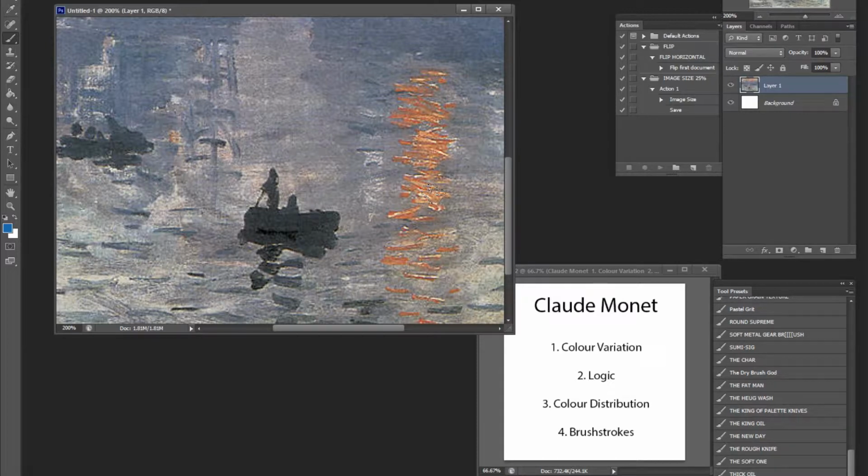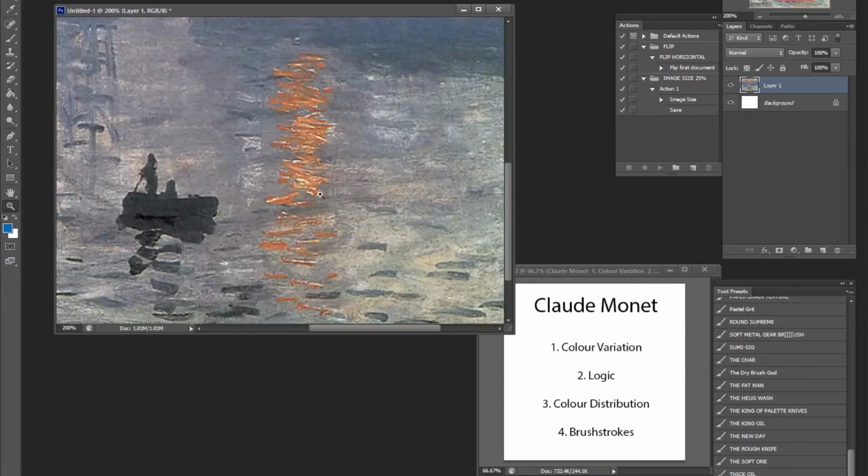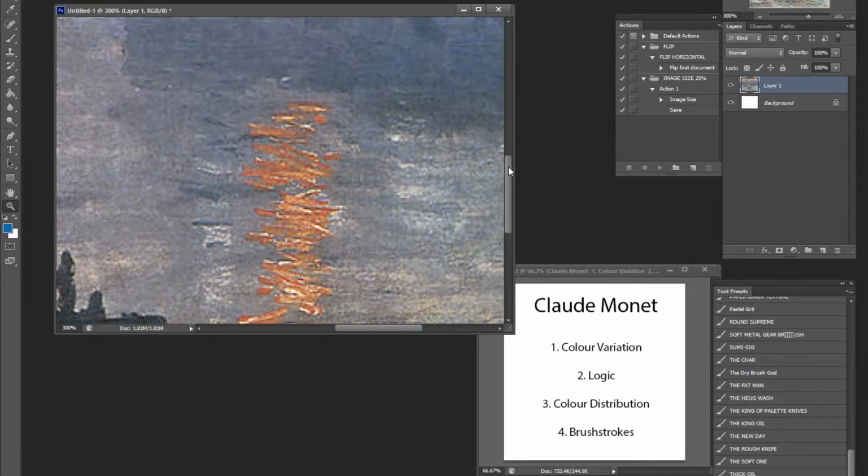And this is something I urge every single artist to do, to never have a mass of color that is consistent throughout. I don't care how you do it, and it doesn't have to be the way Claude Monet does it, but it is a very good way to look into it.